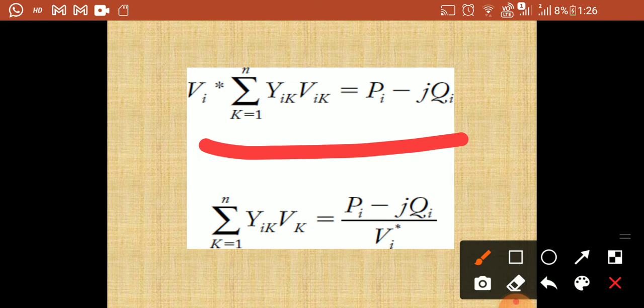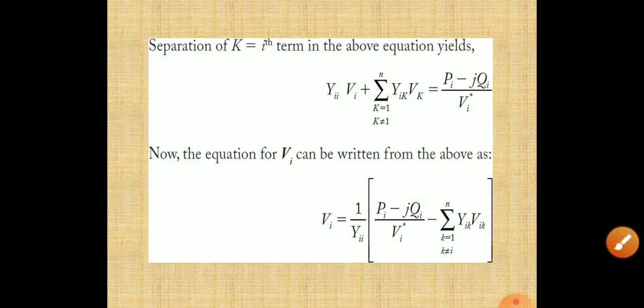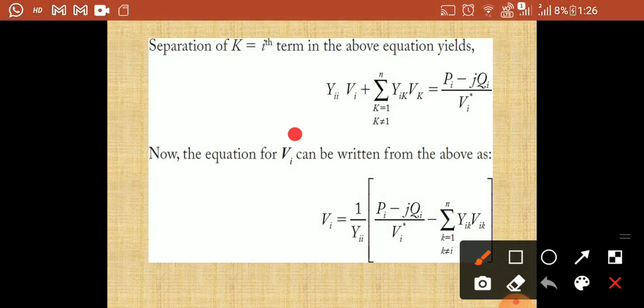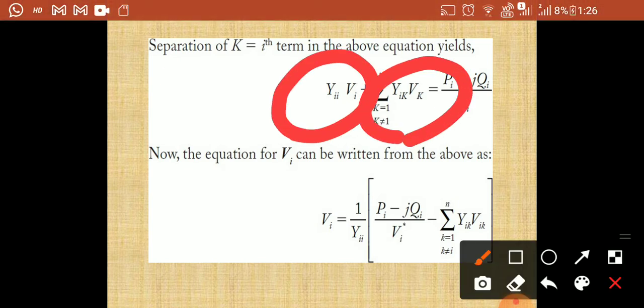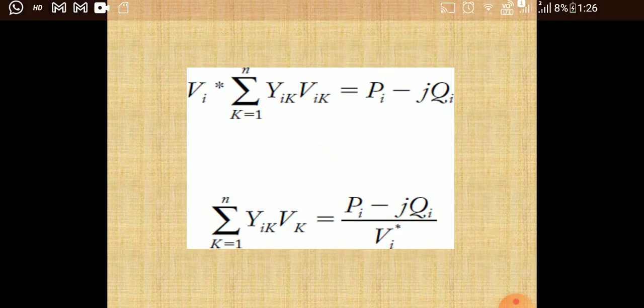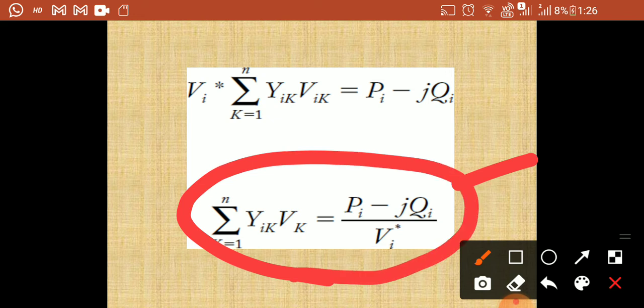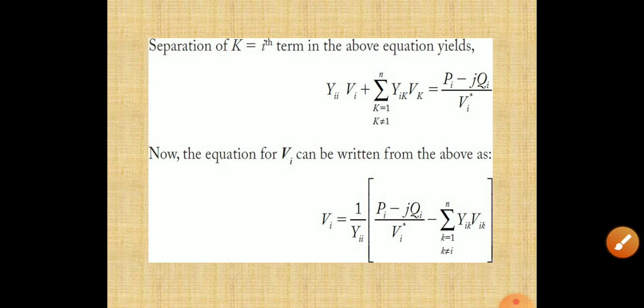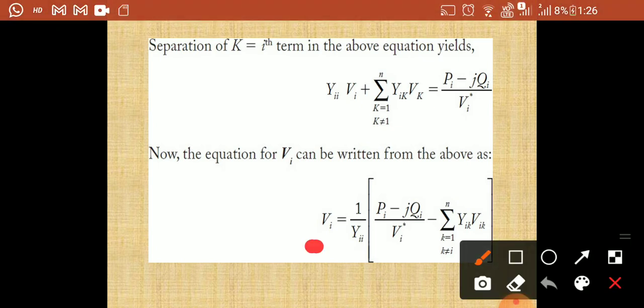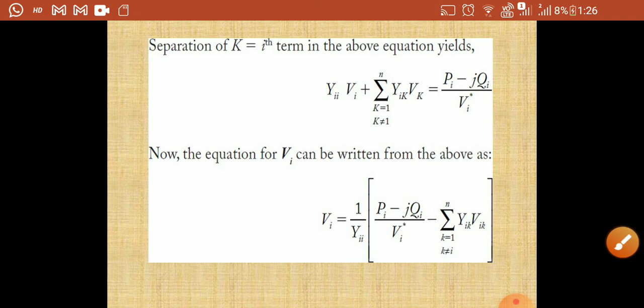P_i minus jQ_i, and this V_i value comes into the denominator. Next, we have to separate the terms into self and mutual admittance values, Y_ii and Y_ik. The formula is given like this: P_i minus jQ_i, and this voltage comes as a denominator. It can be written in terms of the self admittance and mutual admittance.